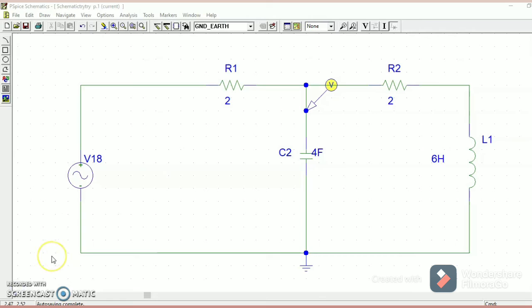Now I will present the simulation part. In our circuit, the components that we use are R1 2 ohm, R2 2 ohm, capacitor 4 farad, inductor 6 Henry, and for the supply we use V sine. The reason we use V sine is to get a sine graph. Now let's run the simulation.